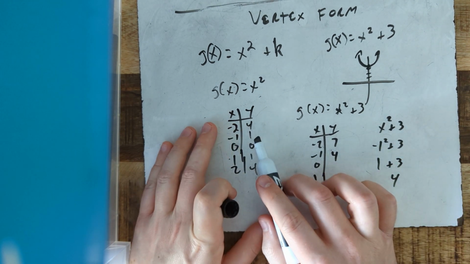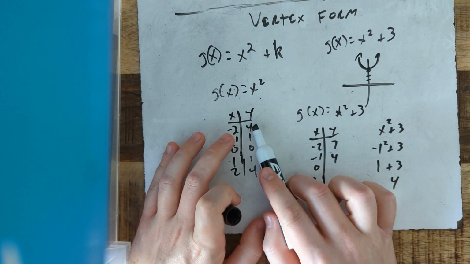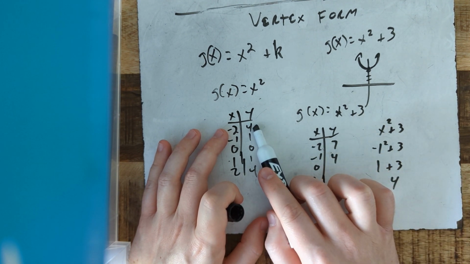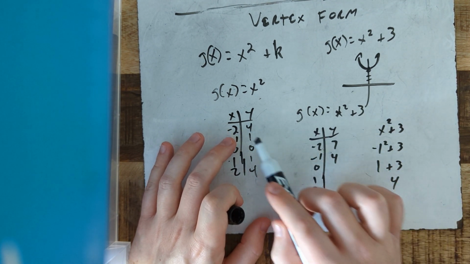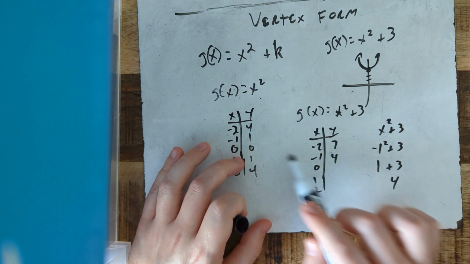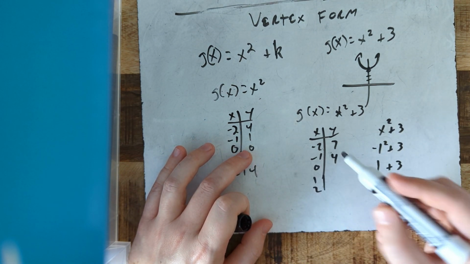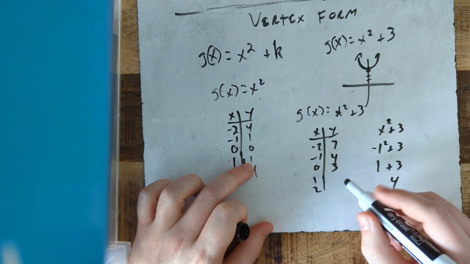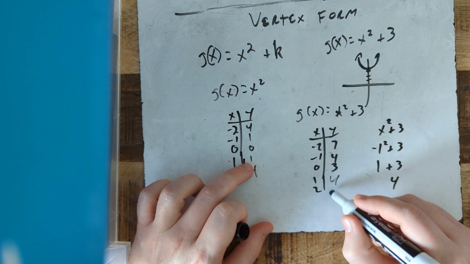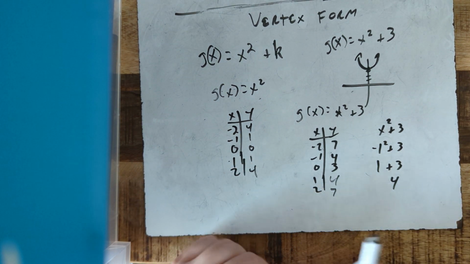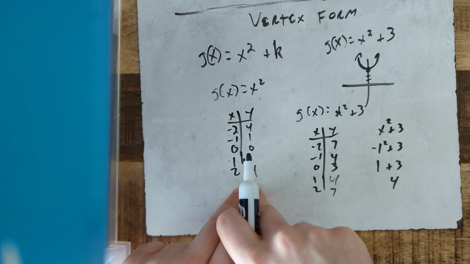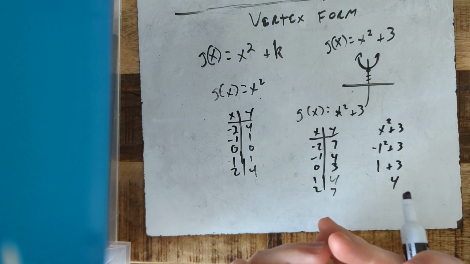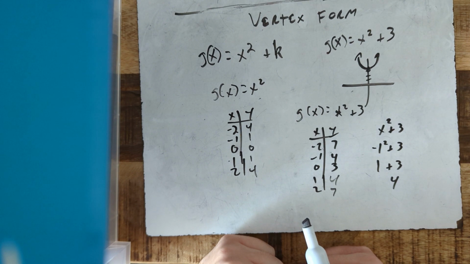Now if you look at our parent graph, you see all we're doing with our y's for the same x is adding 3. So if we add 3 to 4 here, we get 7. If we add 3 to 1 here, we get 4. If we add 3 to 0, we get 3. And then back up again, add 3 to 1, 4, and then of course 7 at the end. So you see, it's the same thing as our parent graph here, it's just shifted up by 3. That's all we did for that. We're just shifting the graph up 3.